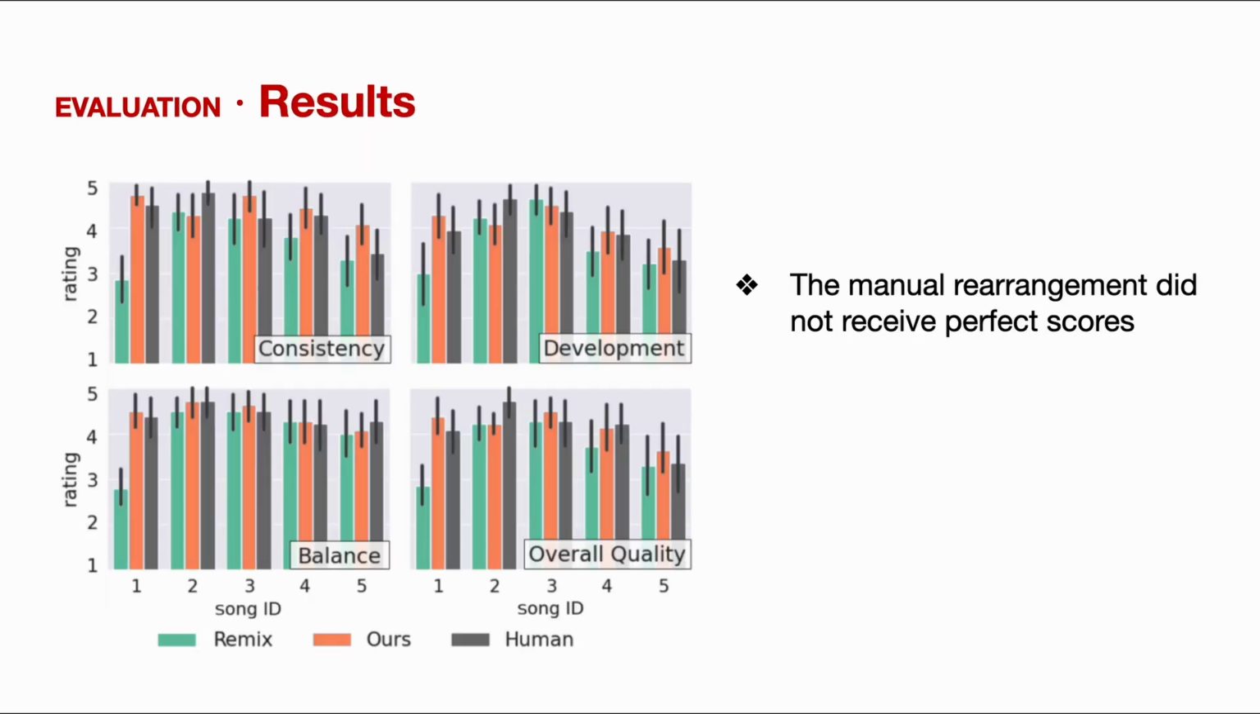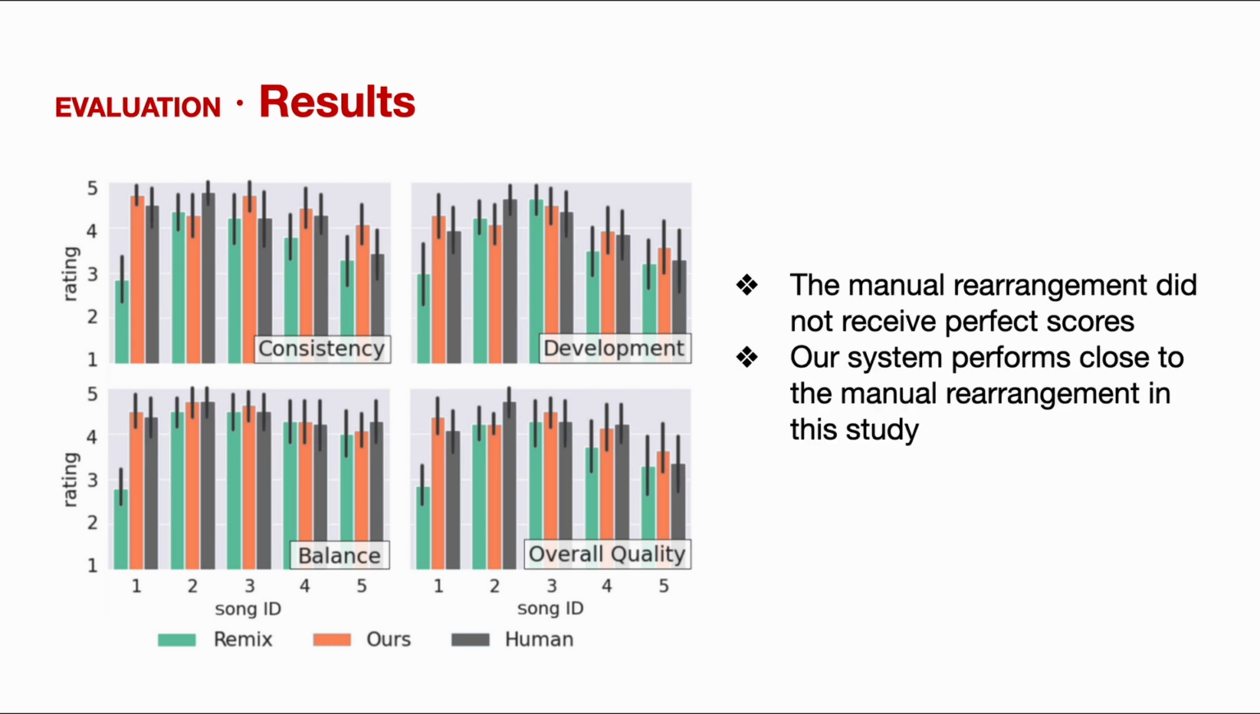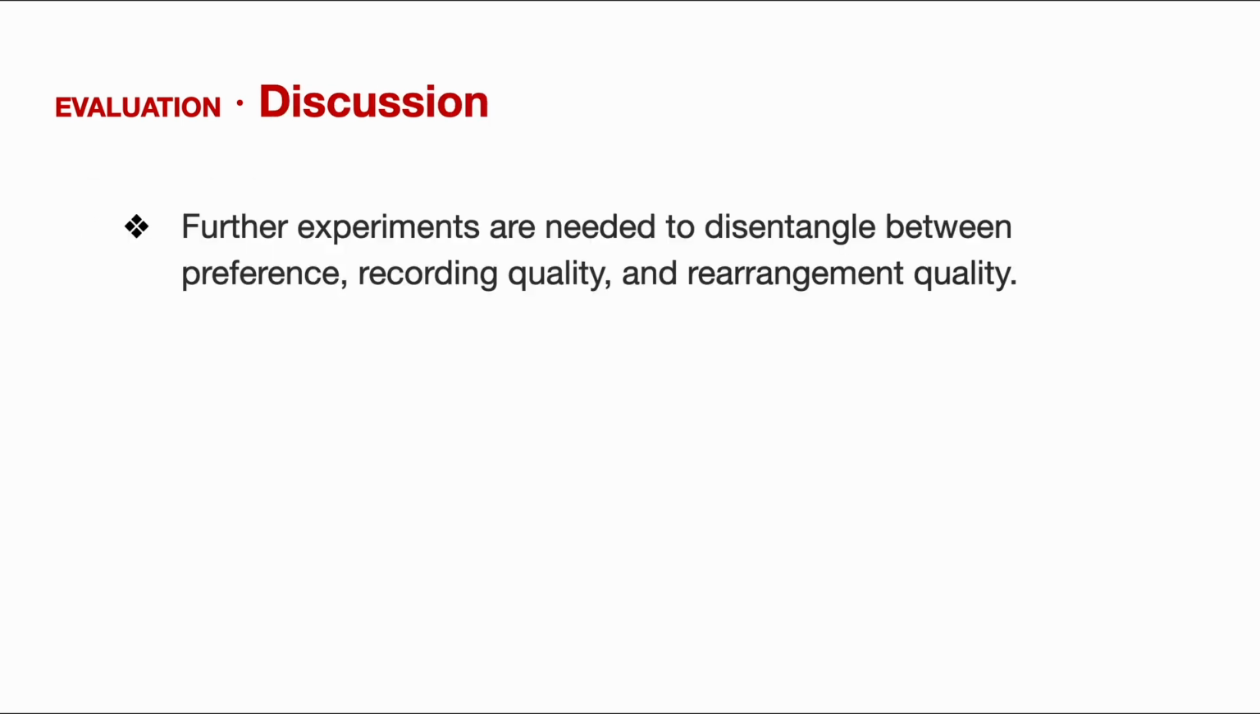We see that the manual rearrangement did not receive perfect scores, probably indicating that there is some subjectivity to what makes a good rearrangement. Our system performs close to the manual rearrangement in this study, outperforming Adobe Remix with this limited sample size. We also see that Remix fails to make a good rearrangement for song 1. This was because the transition it selected was only similar for a single beat rather than a longer sequence of beats. Overall, further experiments are needed to disentangle between preference, recording quality, and arrangement quality.